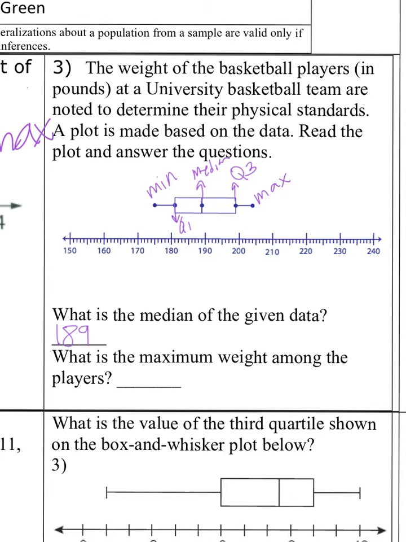Now let's look at the next one. It says, what is the maximum weight among the players? Remember, this is your minimum and this is your maximum. So your maximum, it looks like it's right here. So instead of 205, it would be 204. So let's write 204 pounds.